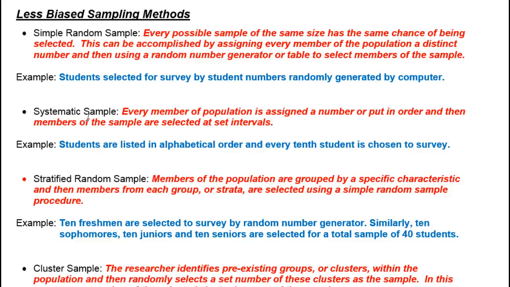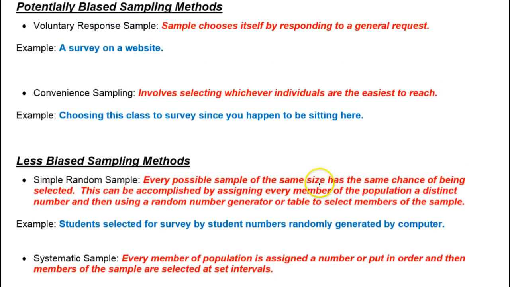Open your eyes. Every fifth person that walks in the door gets a survey. Every 10th person, every other person, every third person. It's usually going to sound something like that for the systematic. Okay, that's not as good as simple random, but it is less biased than the two that we talked about before.